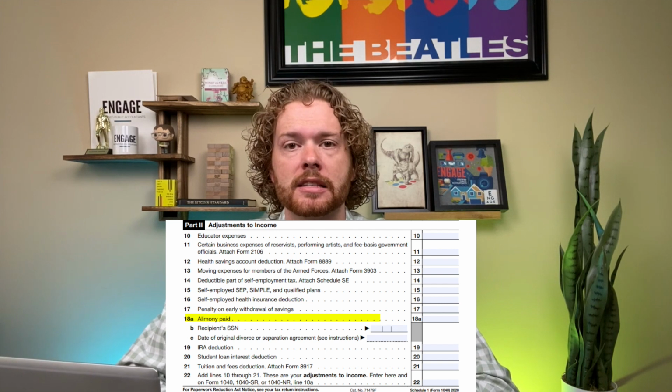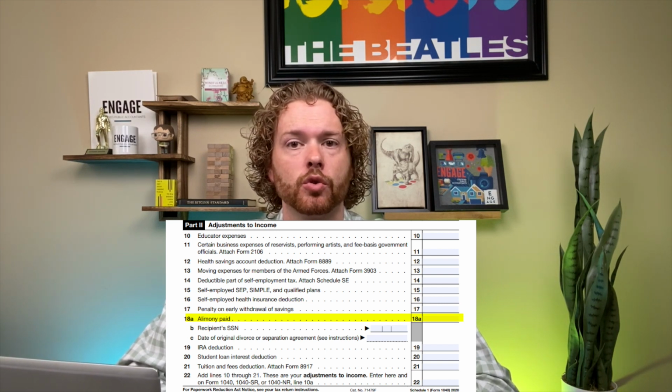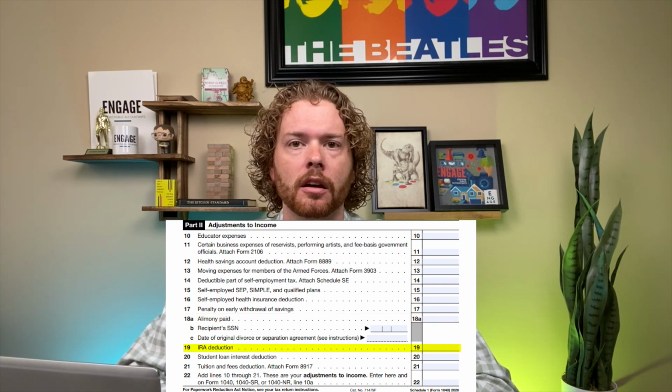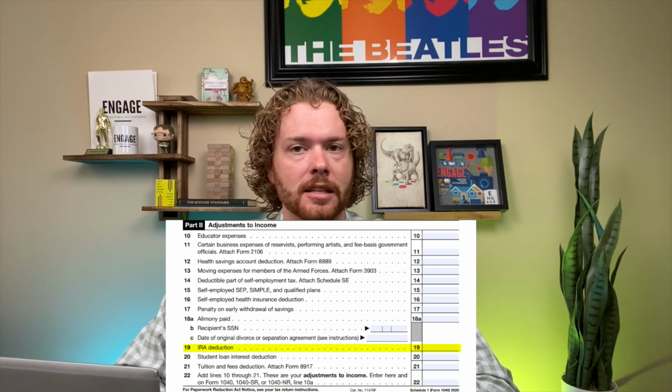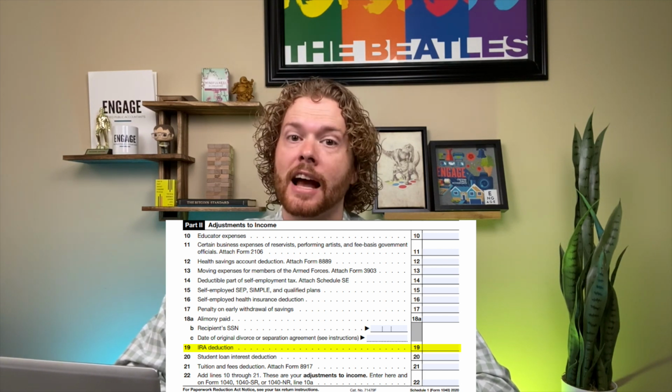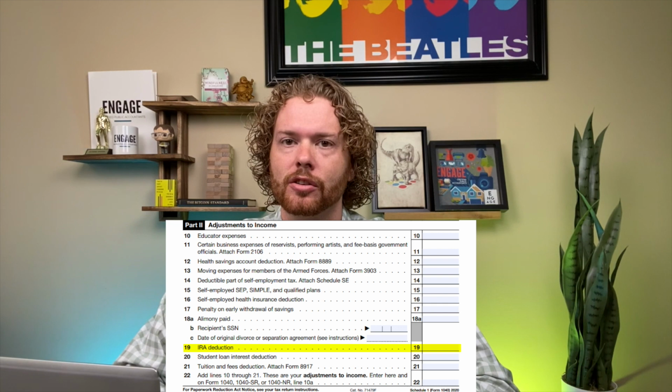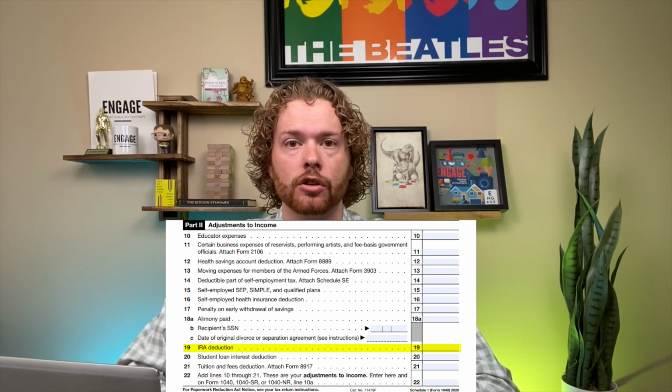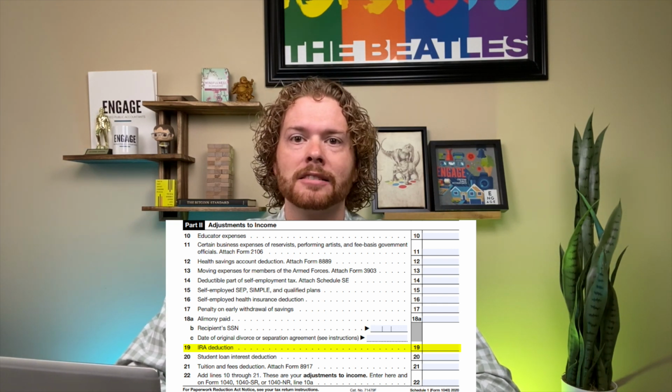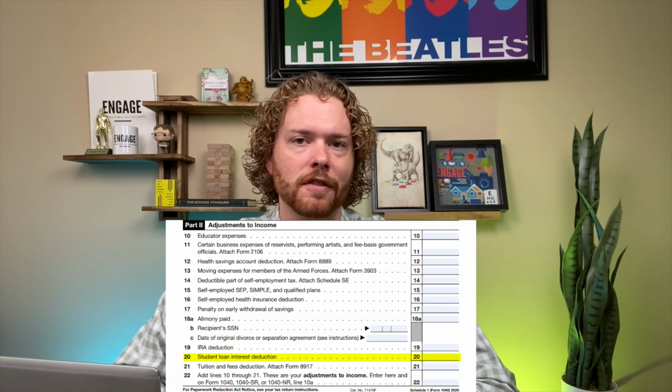Alimony paid is next, and then your deduction for contributing to a traditional IRA. A Roth IRA is not tax deductible when it's put in. It's tax-free when it comes out. So this line is only for traditional IRAs. And lastly, student loan interest and tuition and fees.